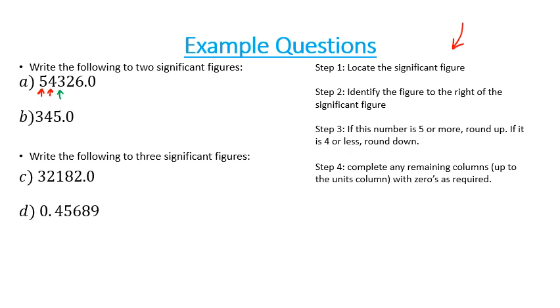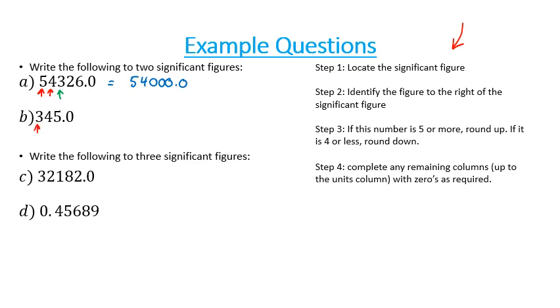Now, if this number is 5 or more, we round our left digit, or the digit to the left, up. If it's 4 or less, we round it down. And since this is a 3, so it's 4 or less, we actually round down. So this becomes 54,000. Let's have a look at our second example. This might make it a little bit clearer.